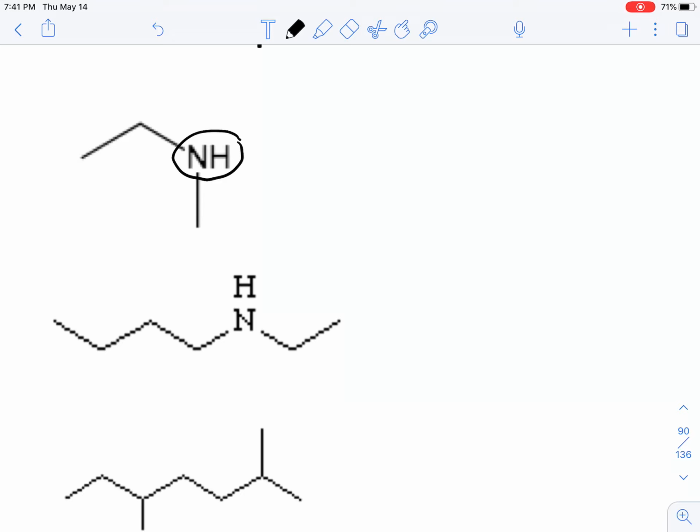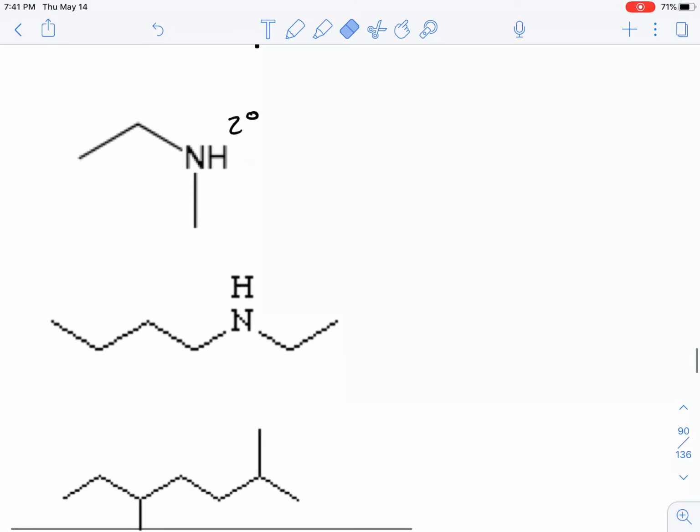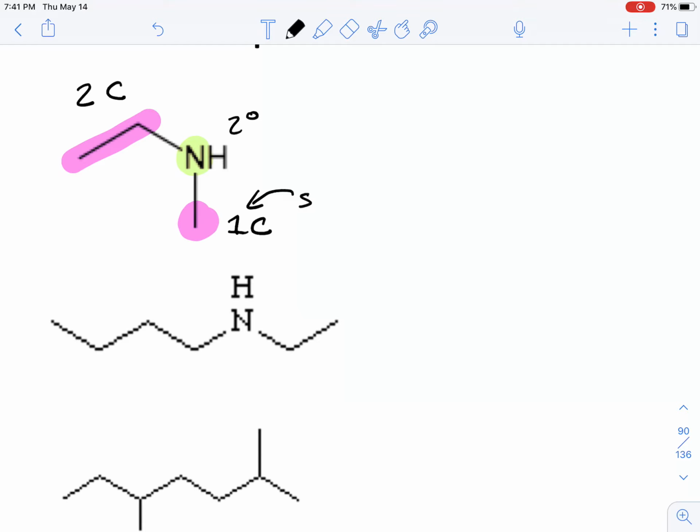Here, we see a secondary amine, and we know that it's secondary because this nitrogen is covalently bonded to one, two R groups. Looking at these two R groups, I have a two carbon R group on the left hand side of the nitrogen, and I have a one carbon R group at the very bottom of that nitrogen. Since this is the smaller carbon chain covalently bonded to that nitrogen, we're going to treat this carbon as our substituent.